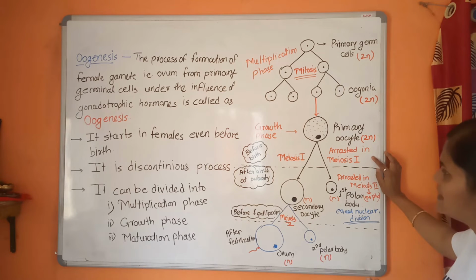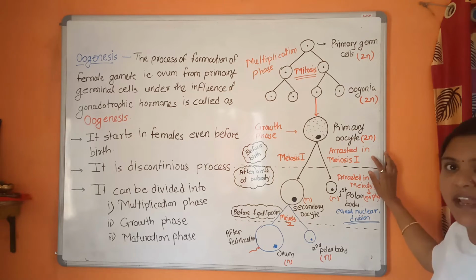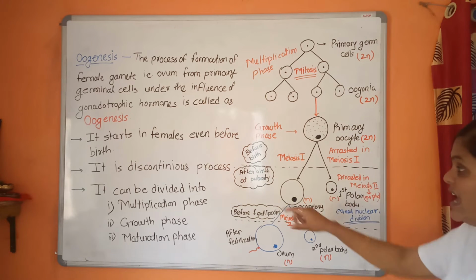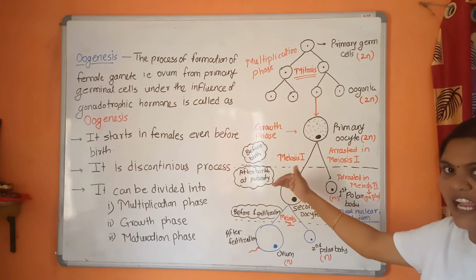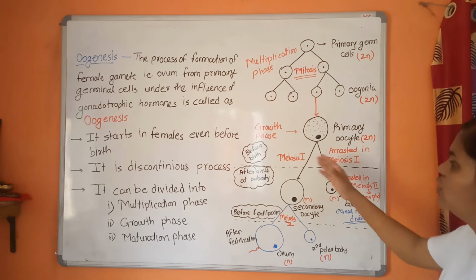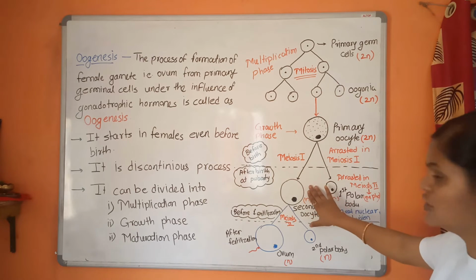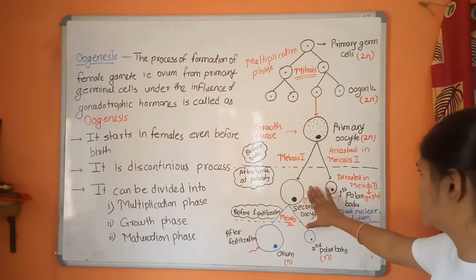Okay, then when is this meiosis 1 completed? It is not completed before birth or after birth. It is completed at the age of puberty, 10 to 12 years after birth. Okay, now this is because of the influence of hormones.